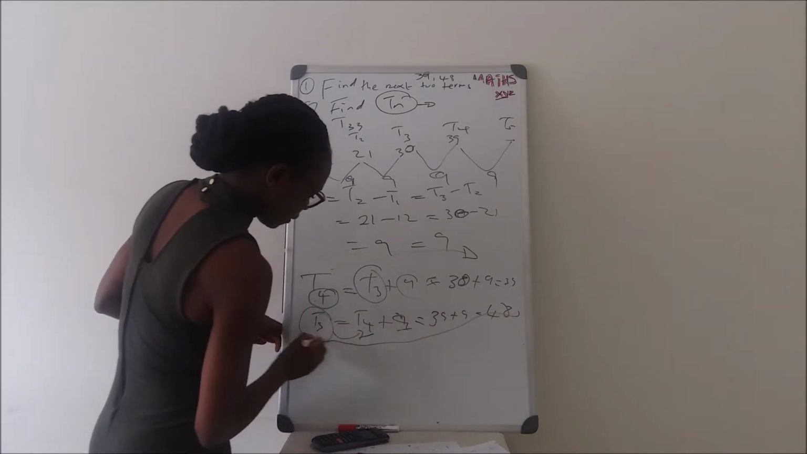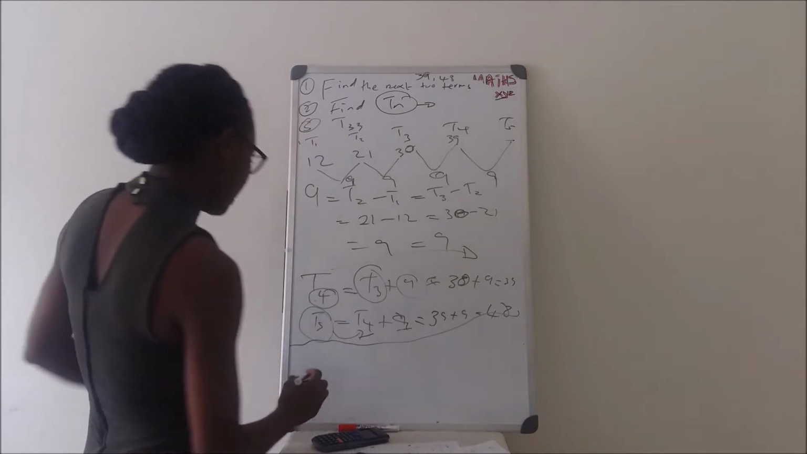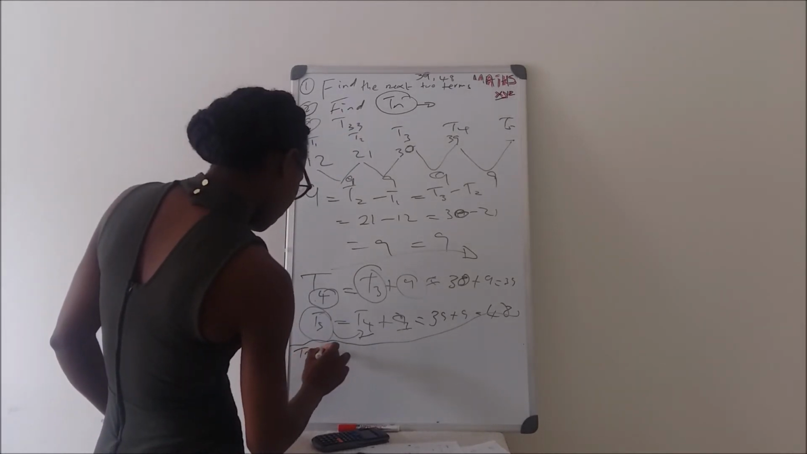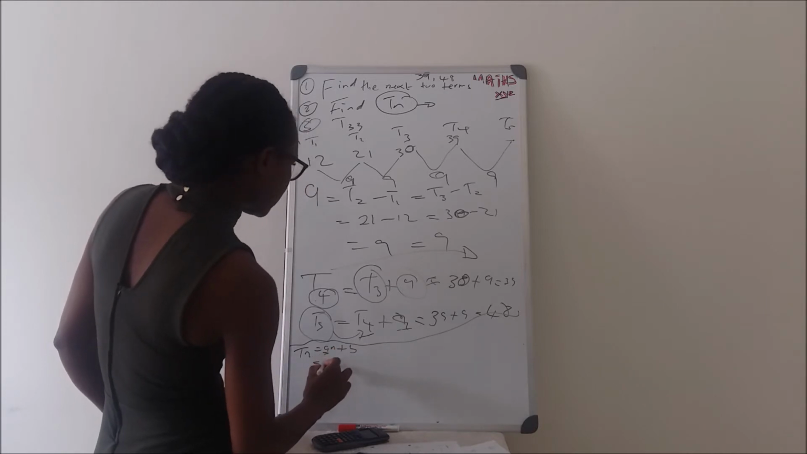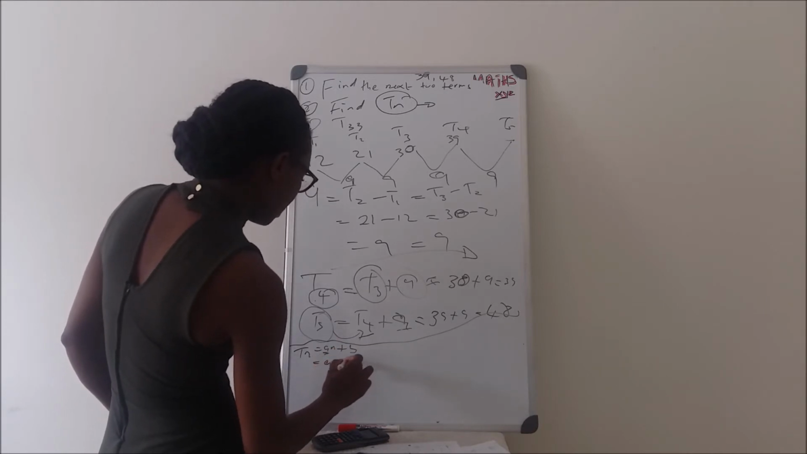So the next question says that we must find Tn. Tn is equal to An plus B, of which we already know that A is equal to 9, so Tn equals 9n plus B.